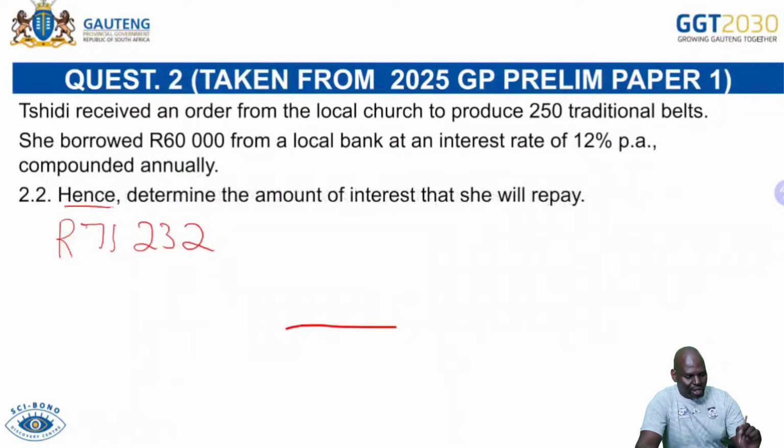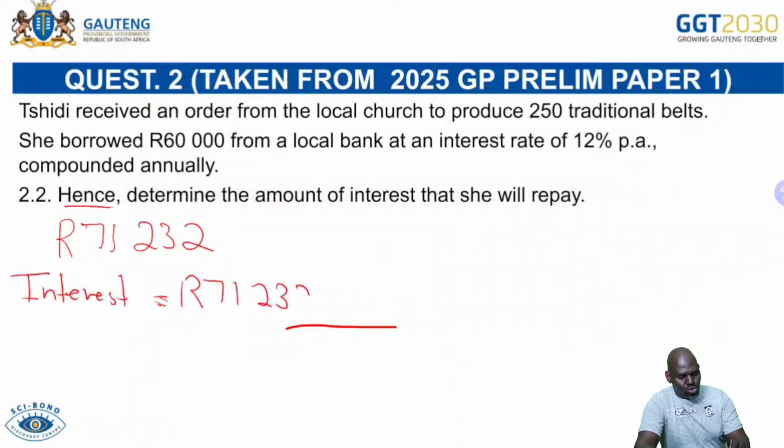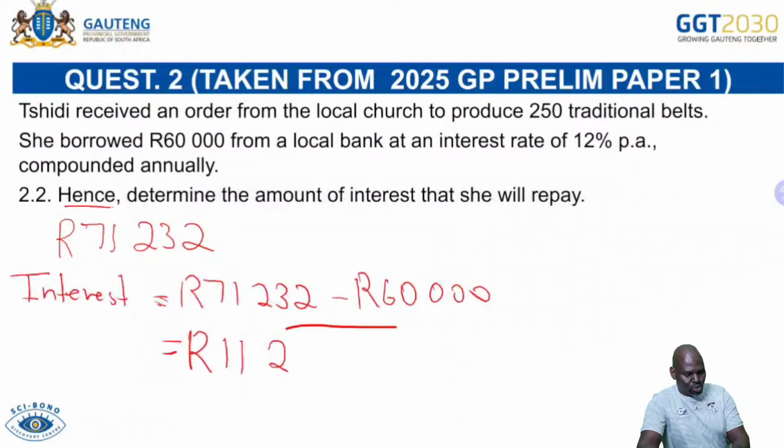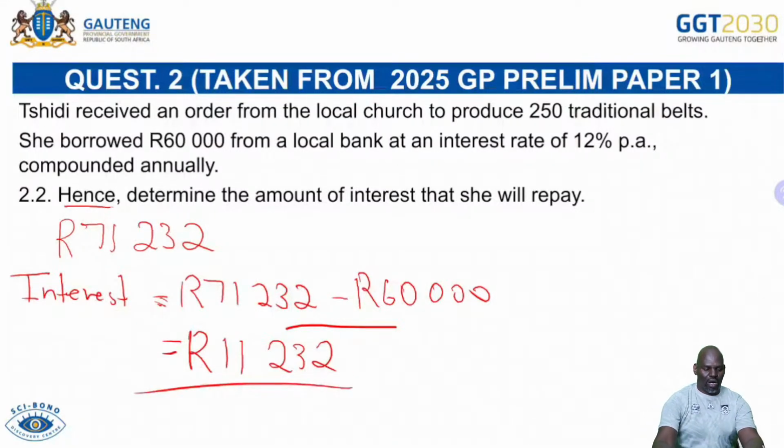Now we have to calculate the interest. So it means the interest is the difference between the total amount she will pay, which is 71,232, and the borrowed amount. So 71,232 rand minus 60,000. And then the answer is 11,232. That is the answer for number 2.2.